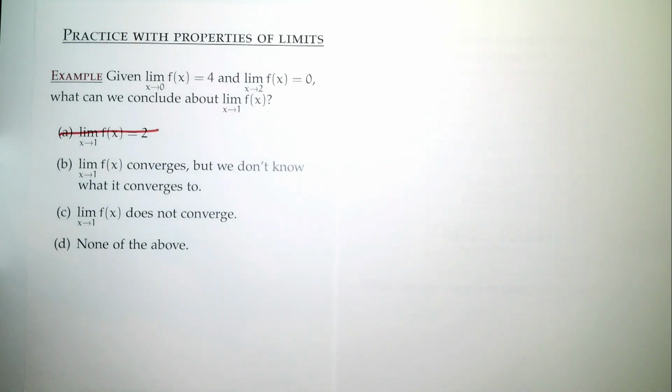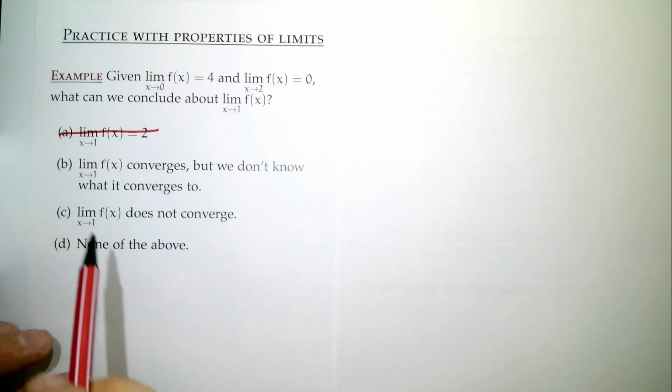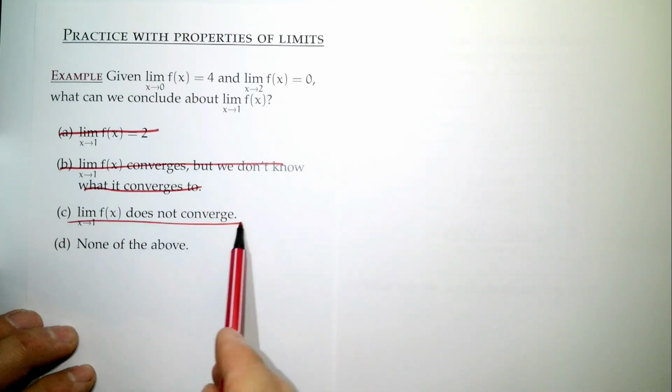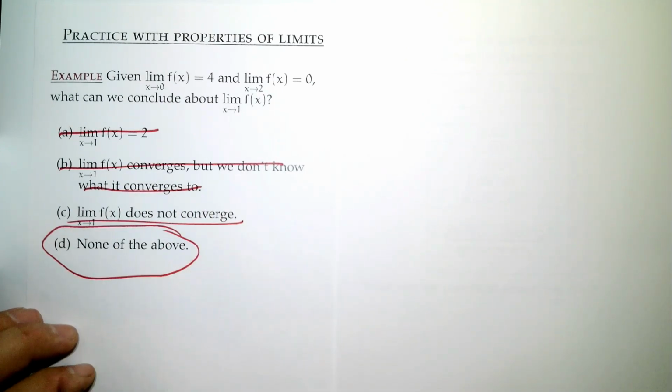Now, you say, okay, well, that's not good. Well, what was the second thing? Well, maybe it's still nice. We know it converges at 0. We know it converges at 2. It probably converges. The problem is that we don't know what it converges to. Well, we don't even know if it converges. And we don't know if it doesn't converge. And the answer is, it's none of the above.